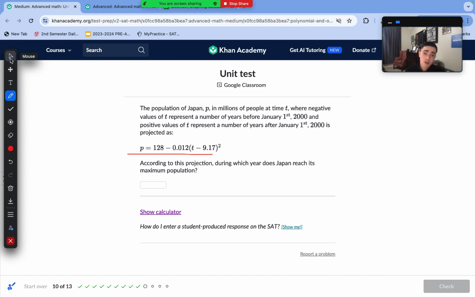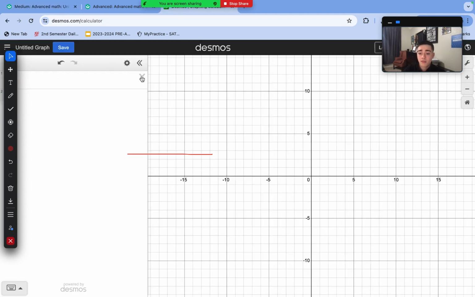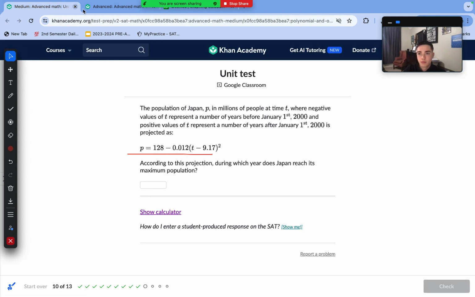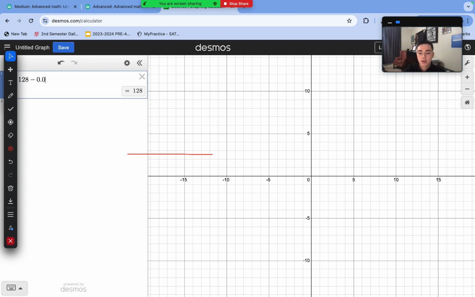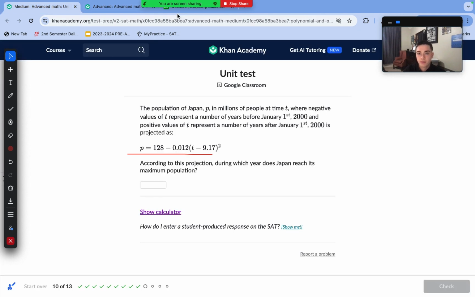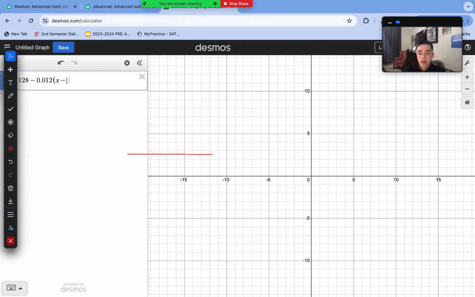Do not stress too much with this question. Replace the p with a y, replace the t with an x, and then just put it into Desmos. So this looks like this: 128 minus 0.012 parentheses x minus 9.71 squared.